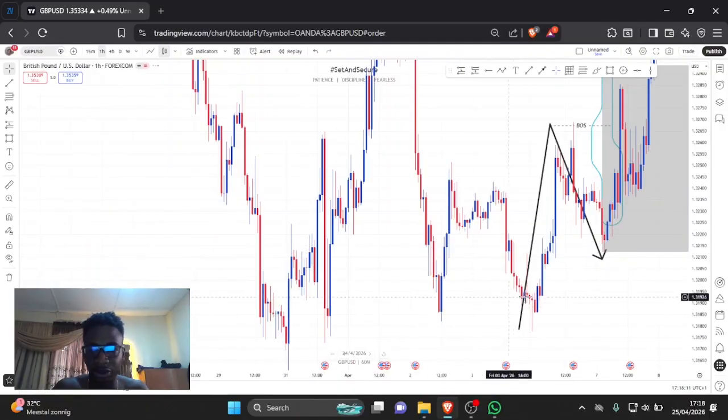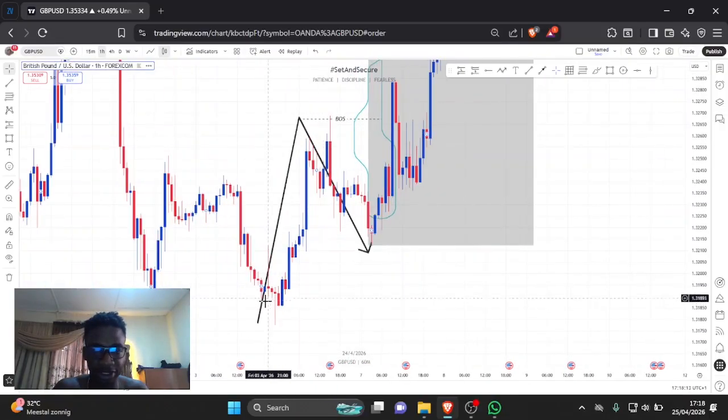Let's see what the 1 hour has to show. Okay, so fine. This is the same thing as the 1 hour. Alright, this is the movement. Now, remember this was a pullback of the 4 hour. This movement right here was a displacement.